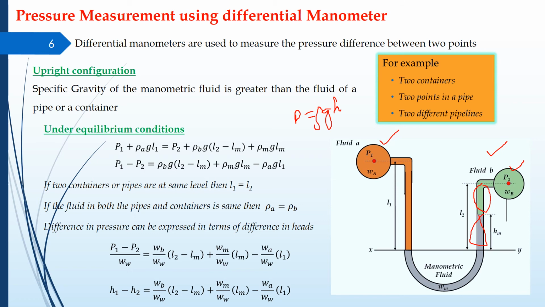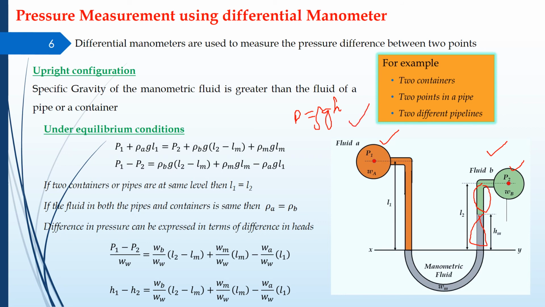It is the specific weight, and P1 minus P2 divided by the specific weight of water. If you divide on both sides, you will get this kind of equation, because rho B into g will be equal to the specific weight of liquid B, and certainly rho m into g will be equal to the specific weight of the manometric fluid, W m. So P1 minus P2 by W, that is W equals rho g, will be equal to H1 minus H2 if you use this formula appropriately.